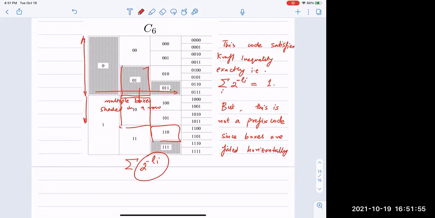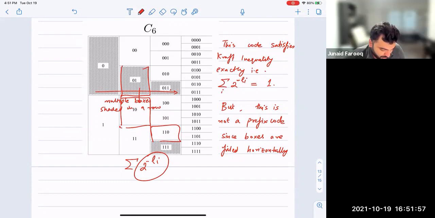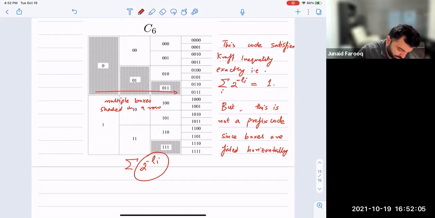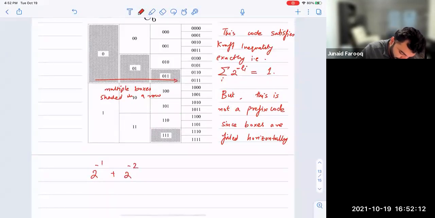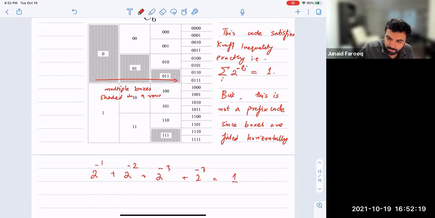It's just a quick way of seeing it visibly. You don't have to do 2 to the power minus li and add up. Otherwise I have to compute 2 to the power minus 1 plus 2 to the power minus 2 plus 2 to the power minus 3 plus 2 to the power minus 3. So I have to do some math to figure out this is actually 1. But I can do it just by looking at this chart. Do you see this? Yeah.